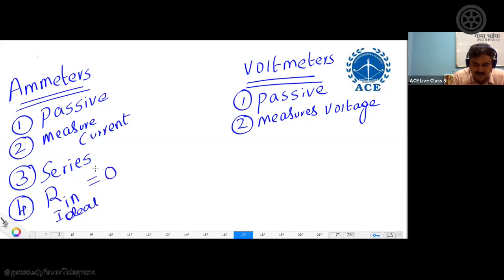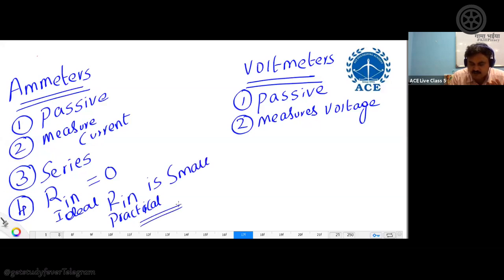In the ideal ammeter case, it is zero, but ideal ammeters are not there, only for theory purposes. But R_in in practical cases should be very, very small. It will sometimes be in milliohms if you take high-end ammeters. Okay. Similarly, how will you connect voltmeters?